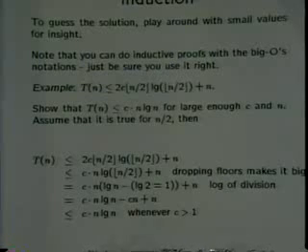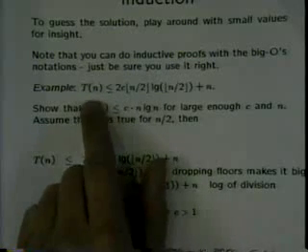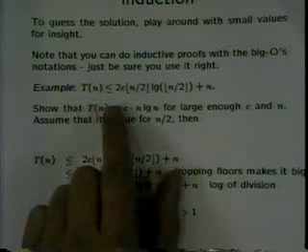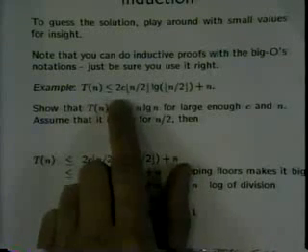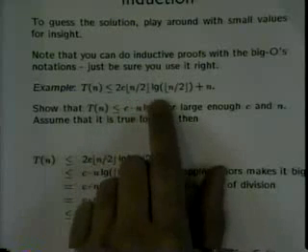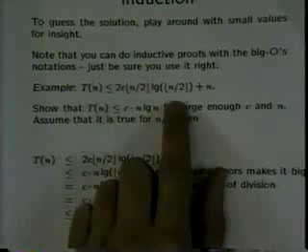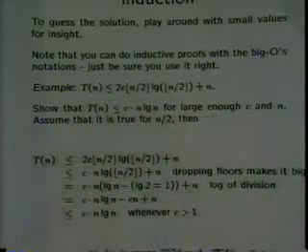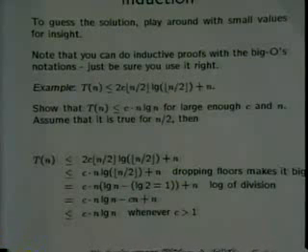Suppose we have some function t sub n that is always less than or equal to 2 times some constant c times floor of n over 2 times log of floor of n over 2, where we've got floor functions here, plus n. Suppose we'd like to prove that this function is in big O of n log n. How would we prove something like that?